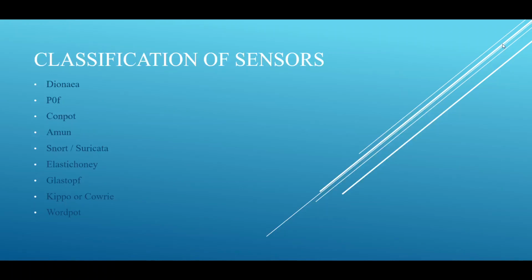Classification of sensors. Dionaea. Dionaea is a low interaction honeypot to store malware threats. Then p0f. The p0f sensing component is used to gather information about the attacker, and check the attacker's application platform and devices. Conpot. Conpot is a low interaction honeypot whose main purpose is easy deployment and maintenance. It is used in industrial control systems.